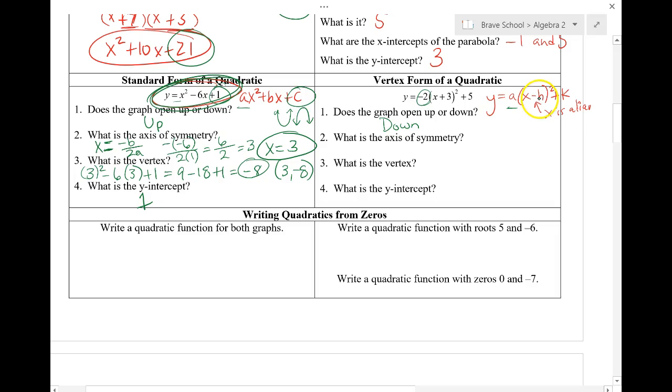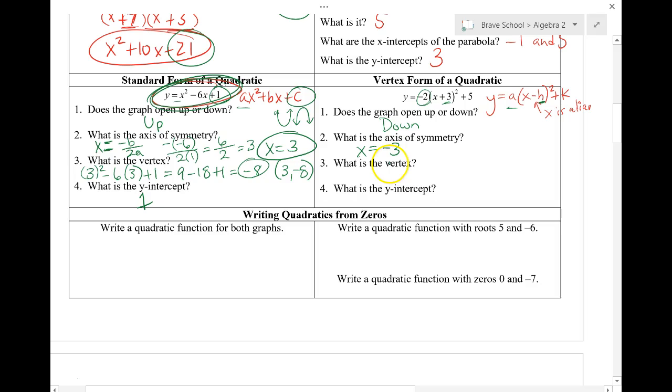Now, if you remember, x is a liar, so whatever that number is, where h is, it's going to be the opposite. Because the original formula is x minus h, so really it's the negative, the opposite. Okay, so if this is positive 3, the x value is actually negative 3. So it's going to be x equals negative 3.